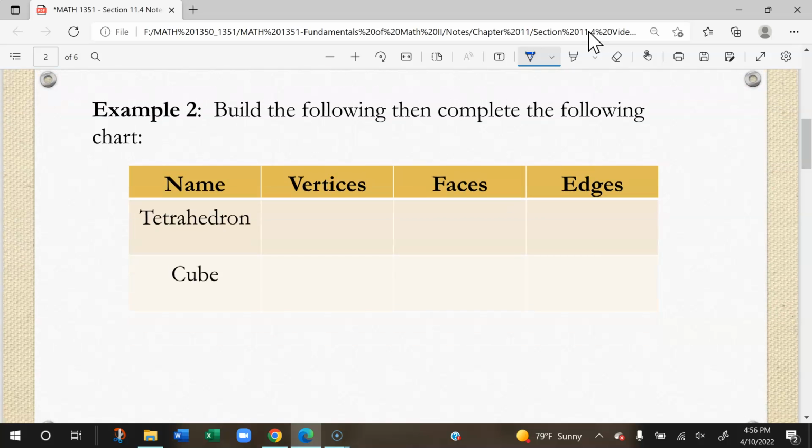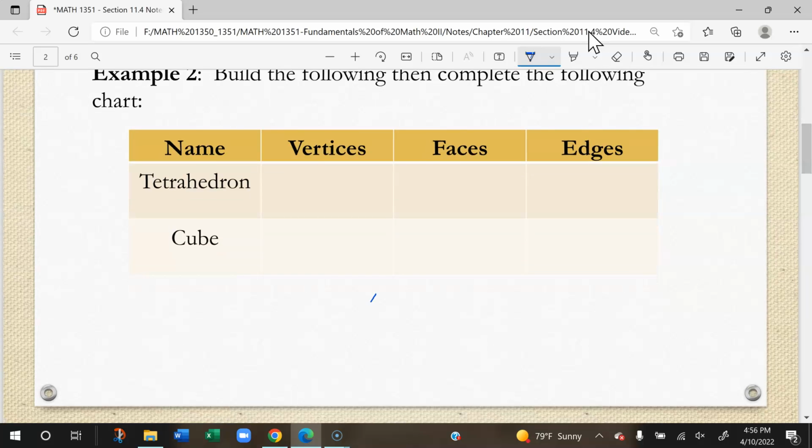Well, let's think about a tetrahedron. A tetrahedron is basically a pyramid that has a triangular base. Okay? So if we think about the number of vertices, there's 1, 2, 3, 4 vertices. The number of faces, 1, 2, remember on the back side, 3, 4 faces. The edges, we've got 3 on the bottom, and then 1, 2, 3, so that makes 6 edges.